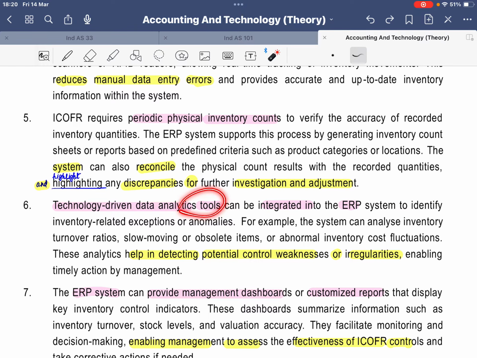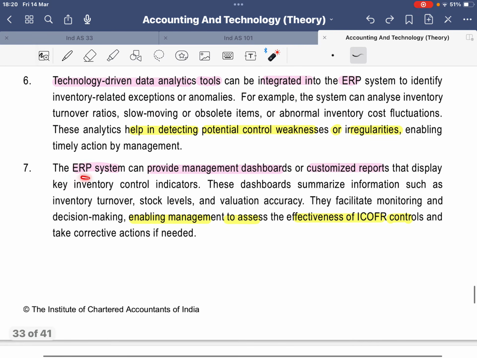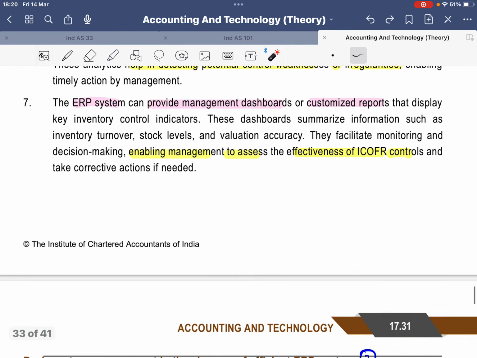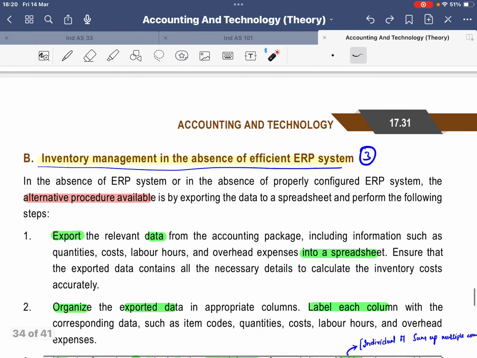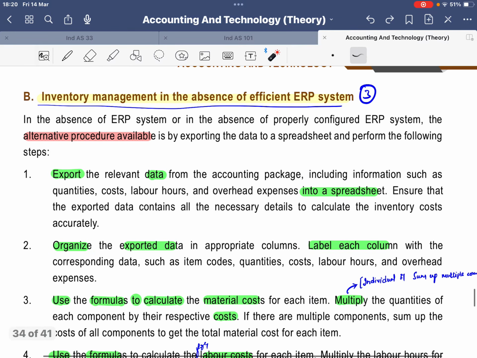Technology driven data analytics tools integrated into ERP help in detecting potential control weaknesses or irregularities. ERP system provides management dashboards and customized reports, enabling management to assess the effectiveness of ICOFR controls. Next, inventory management in the absence of an efficient ERP system.